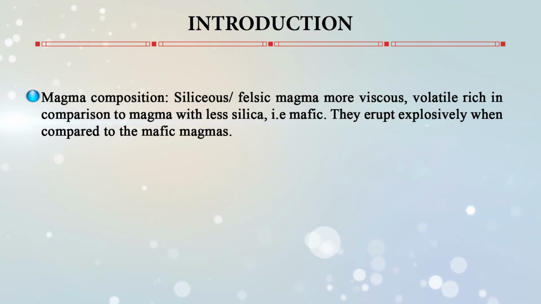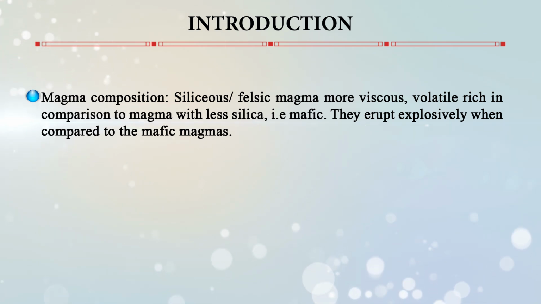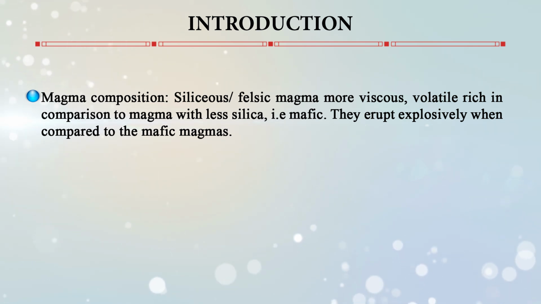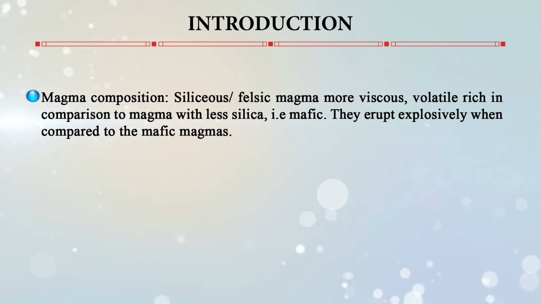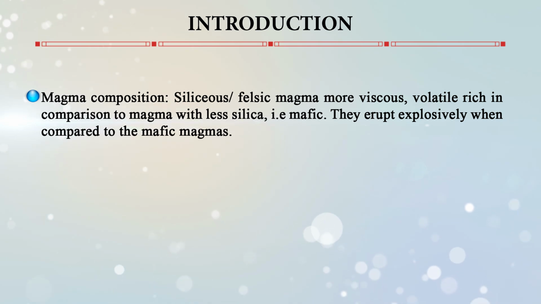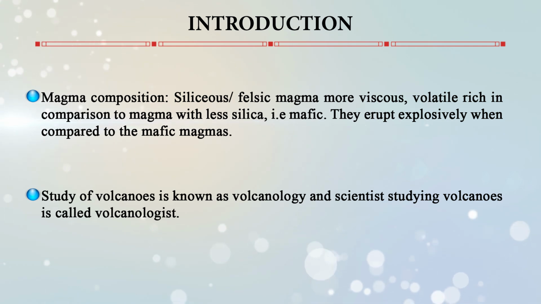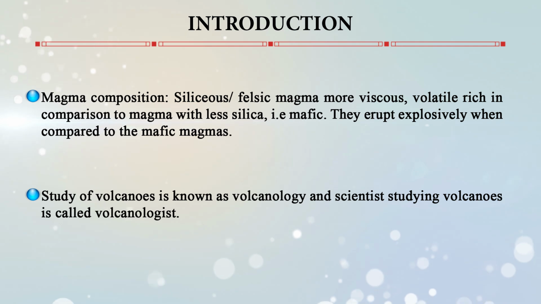Magma composition can be felsic or mafic. Felsic magma are more viscous, volatile rich compared to the magma which is mafic, which has less silica. They erupt explosively when compared to the mafic magmas. Study of volcanoes is called volcanology, and the scientists who study the volcanoes are called volcanologists. Some terminology we have to understand before proceeding ahead.